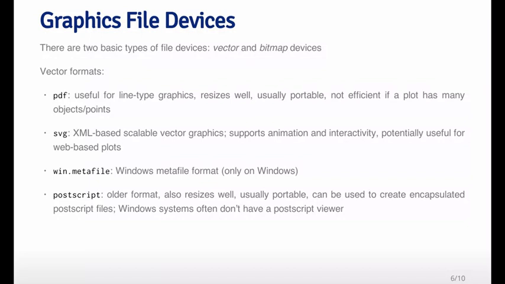Scalable vector graphics, or SVG, is a popular format for web-based plots. It's useful because it supports things like animation and interactivity in the plot, and almost all web browsers recognize the SVG format now. Windows Metafile is a vector format that's available only on Windows. And you may see older files lying around that are in the PostScript format. This is kind of a predecessor to the PDF format. It's not used very often, but you may see it around.